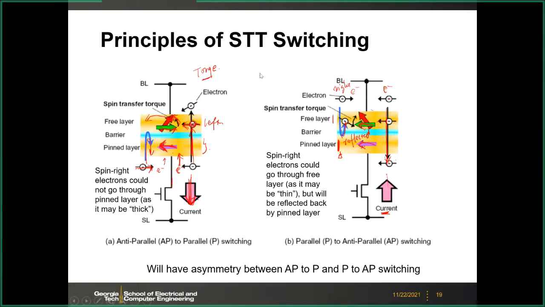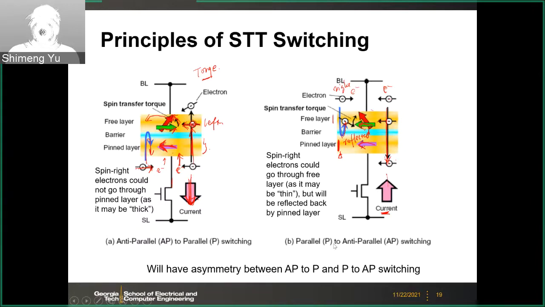So you will see that the anti-parallel to parallel or parallel to anti-parallel switching will have some differences. Will have the asymmetry, because on one hand you will rely on the tunneling electrons to flip. The other one will rely on the reflected electrons to flip. So typically, I think the parallel to anti-parallel switching will be more difficult. You will need to apply a little bit larger current. So that means when you write 1 and write 0, there will be an asymmetry in terms of the write currents for the STT-MRAM. But that's basically the principle of the STT switching.